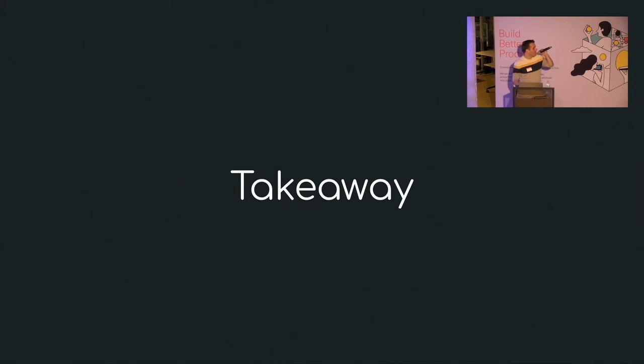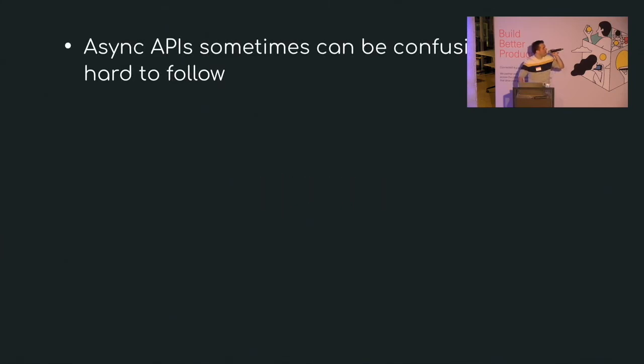And the whole takeaway of this approach and the idea of converting asynchronous APIs into synchronous APIs is that async APIs sometimes can be confusing and hard to follow because you have a lot of callback chaining. This is really complicated. Sometimes you write a super long class with a bunch of state tracking variables. You probably don't want to touch that class because you're afraid of breaking something.